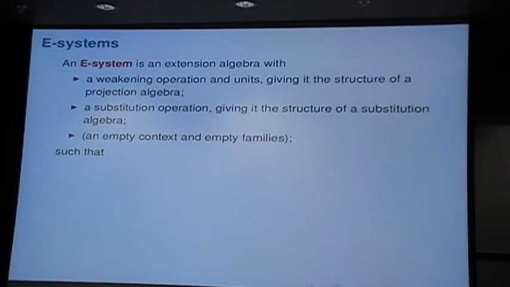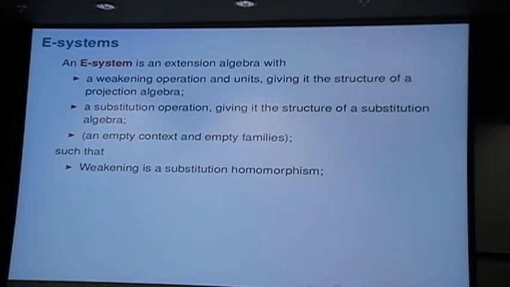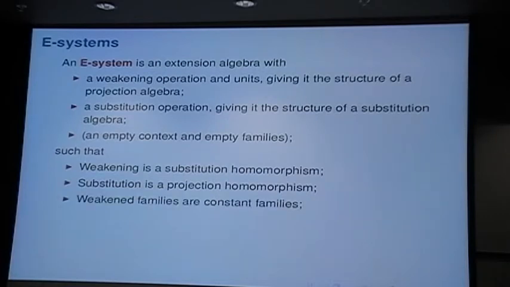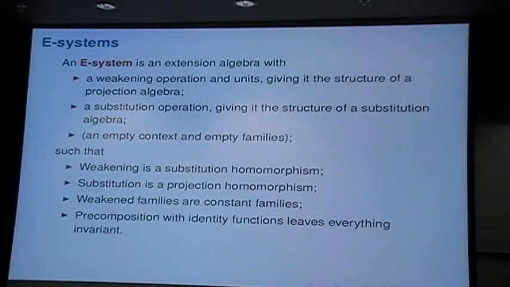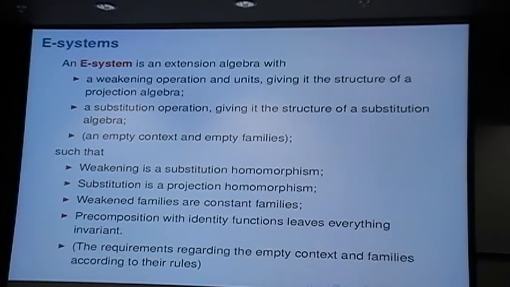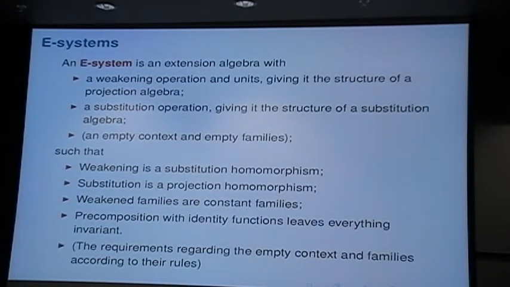I didn't talk about the empty context and the empty families, but they have to be there too. Such that these conditions hold: weakening and substitution homomorphism. Substitution is a projection homomorphism. Weakened families are constant. Precomposition with the identity function leaves everything invariant, which was the last thing that I very quickly showed. And other rules about the empty context and empty families, which I didn't show, but there are these rules. So that's an E-system, such an object in a category with finite limits.